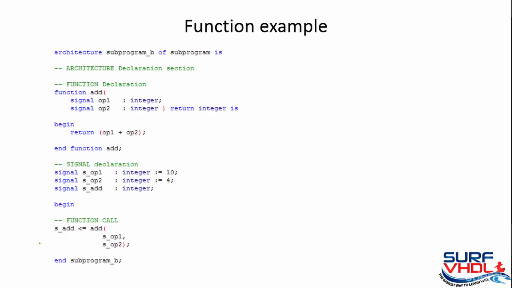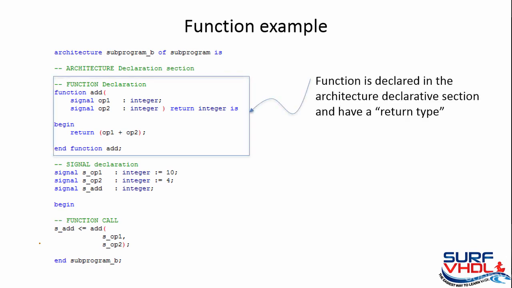In this example, we see how to declare and use a function. In the declarative part of the architecture, there is the declaration and the body of the function add. In this case, the operands are signals, and the direction is not defined because the function formal parameters can only be input. There is the return type, in this case of an integer type. The function call in the concurrent section of the architecture is used to assign the return value of the function add to the s_add signal.